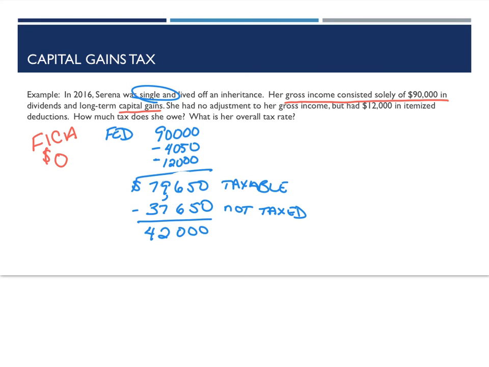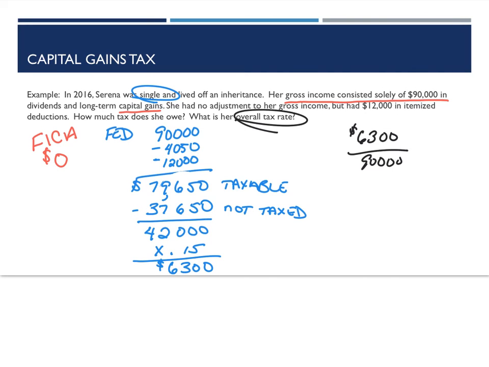But that $42,000 doesn't get taxed in the bracket that it falls in. It gets charged just a 15% flat rate. So she pays $6,300 in federal income tax. If we want to find her overall tax rate, well, the only tax she paid is the $6,300. Her income was $90,000. So when I do that division and change it to a decimal, her overall tax rate comes out to be 7%.